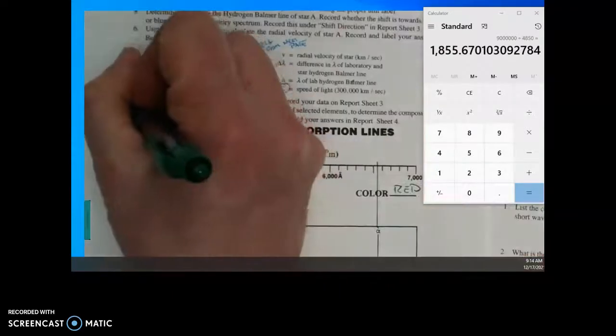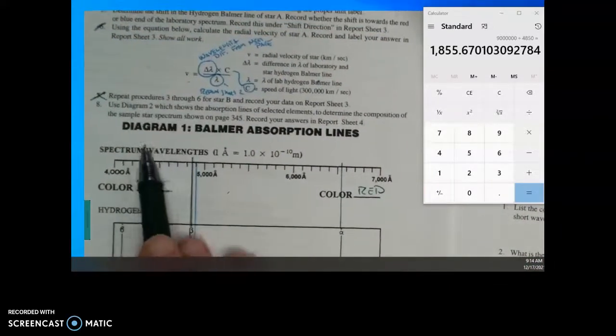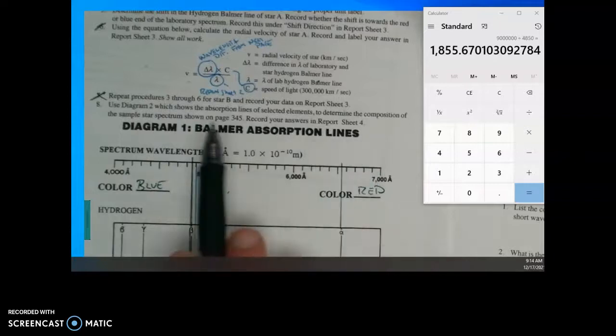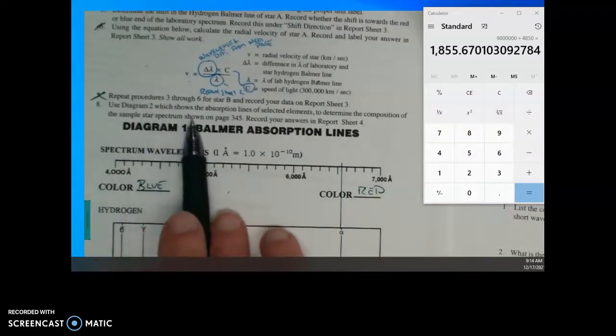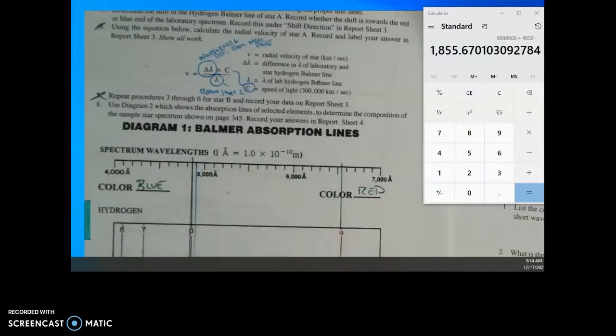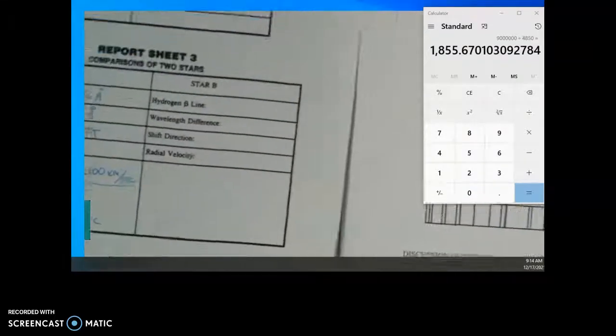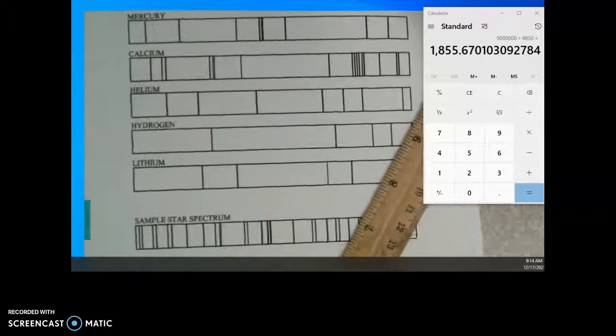So we're down to number 8 here, and it says, use diagram 2, which shows the absorption lines for selected elements to determine the composition of the sample of star spectrum on page 345. Record your answers in report sheet 4. I'm not being too critical of the person that wrote the lab, but to me, those directions are not complete enough to tell you what to do here, so I'm just going to show you what to do.